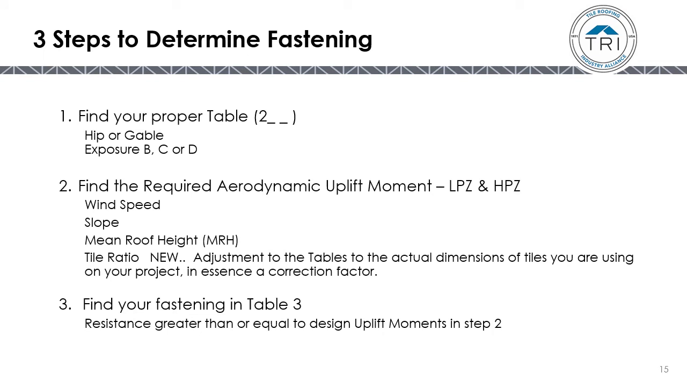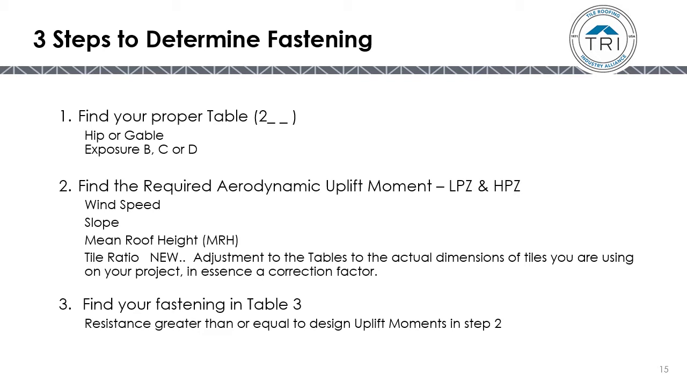There are 3 steps to determine fastening. Step 1 is to find your uplift moment table, and you'll need to know if it's a hip or gable roof, and you'll also need the exposure B, C, or D. Second step is to find the design uplift moment, both for the low pressure zone and the high pressure zone.